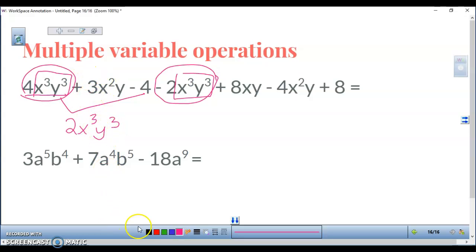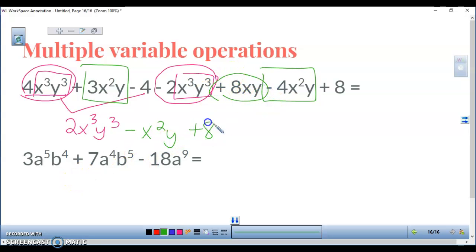Now I'll check. I'll use a different color. 3x squared y. The only x squared y I have is right here. So 3 minus 4 gives me negative x squared y. I have 8xy all by itself. And then I have negative 4 plus 8, which is 4. So be very careful. In standard form, this is correct because I go alphabetically by x first, x to the third, x squared, x to the first, then my constant.